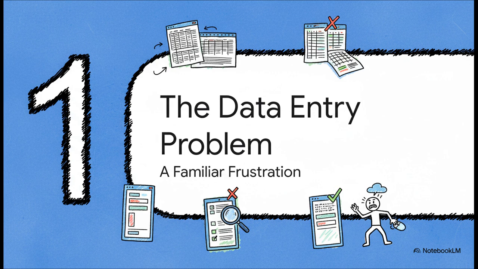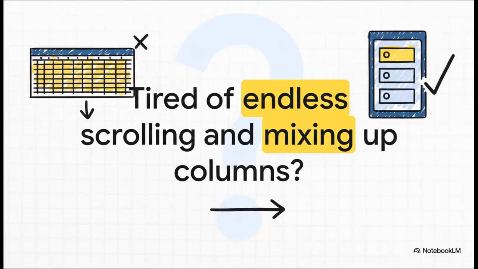All right, first up, let's talk about something I know we've all struggled with. That tedious and, let's be honest, kind of soul-crushing process of manual data entry. Sound familiar? You've got this huge table, right? And you're constantly scrolling all the way to the right to find a column, then all the way back to the left. Then you scroll up to double-check the header. It's slow, it's annoying, and it is so easy to accidentally type something in the wrong cell. There has got to be a better way, right?